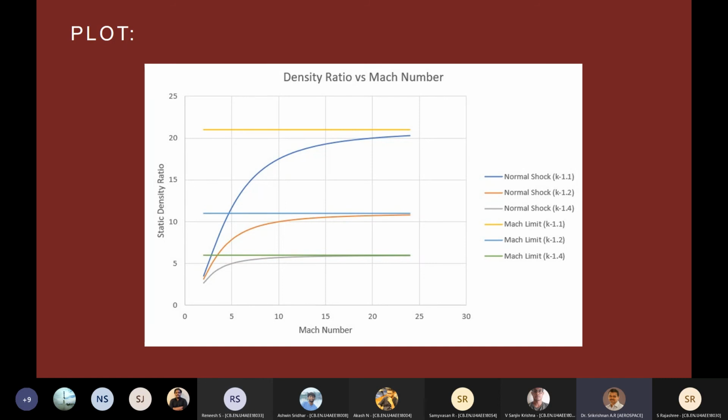This is a very important observation. I want everybody to note it actually. Though we say density ratio tends to become 6, etc., it's only for gamma equals 1.4. And as we see here, it's a strong function of gamma. So for example, 1.1 and 1.2 are not unusual. That's the reason why I want to emphasize this. They are not unusual in hypersonic flow applications, particularly when you have high temperatures and also when there are chemical reactions.